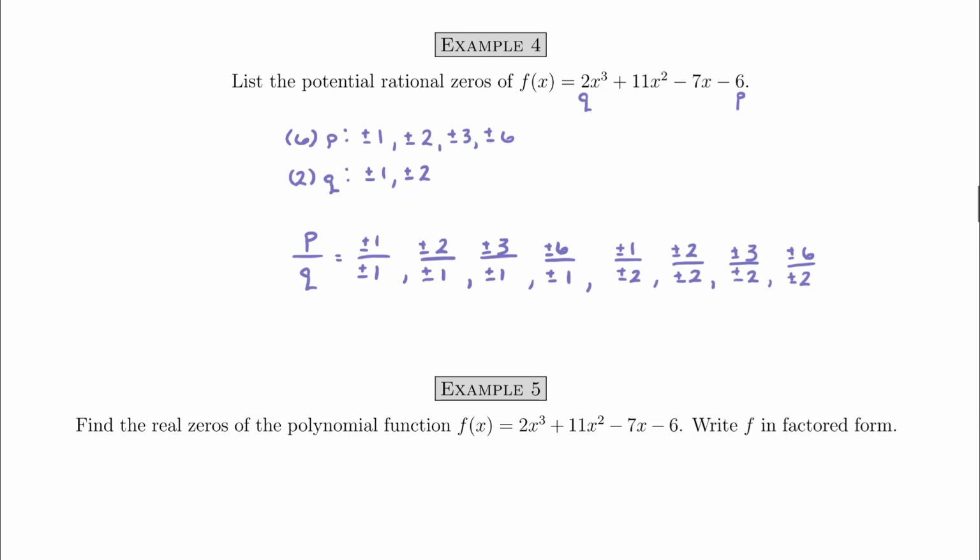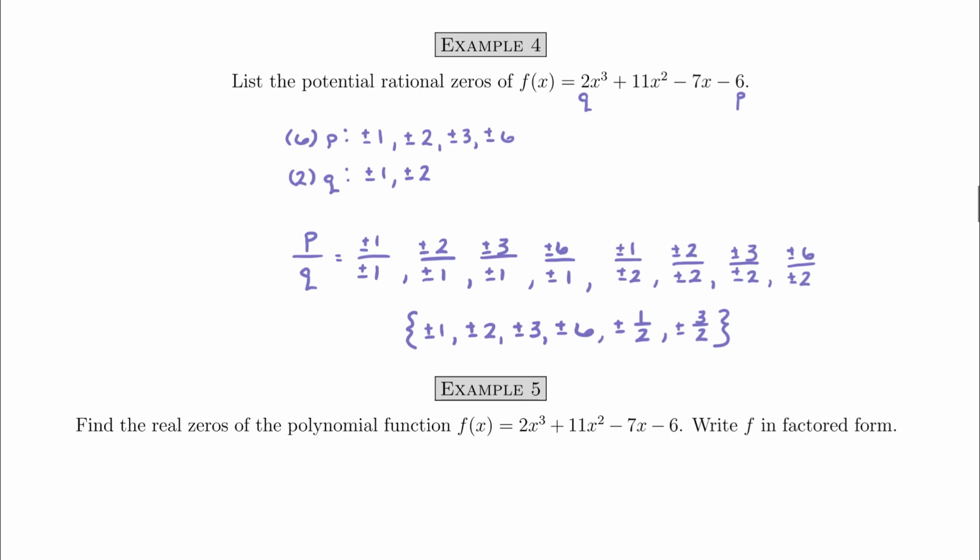So 1 over 1, we're going to generate a list of potential rational zeros here. 1 over 1 is 1. 2 over 1 is 2. 3 over 1 is 3. 6 over 1 is 6. Then we have plus or minus 1/2. The 2 over 2 reduces back down to 1. We don't list duplicates, so we ignore that one. And then we have 3 over 2. And then 6 over 2 reduces to 3, which is already in our list. So what we have here is a list of 12 potential rational zeros that may exist for this particular polynomial.